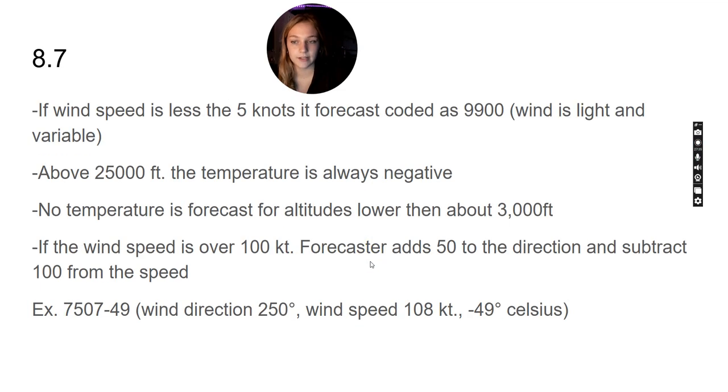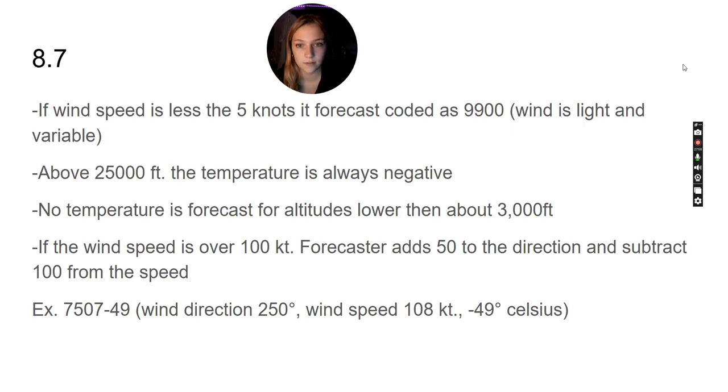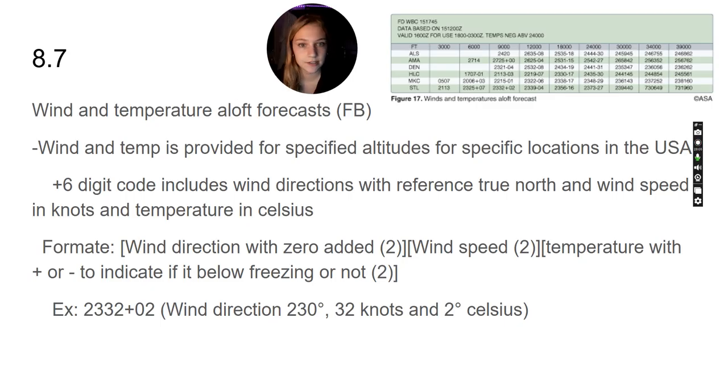And then a few add-ons about this. There's a couple weird things about it. If the wind speed is less than 5 knots, the forecast will be coded as 9900, which just means wind is light and variable. Above 25,000 feet, the temperature is always negative. If you go back and look, they stop adding the plus and minus signs because no matter what, the temperature over here will be negative. No temperature is forecasted for altitudes lower than 3,000 feet. You can see that right here. No temperature forecasted.